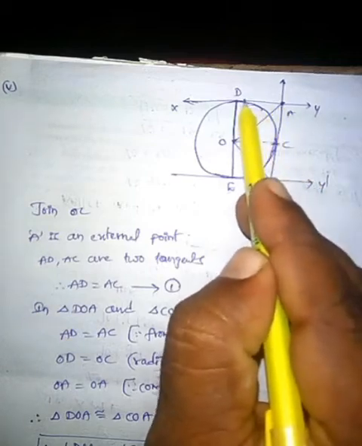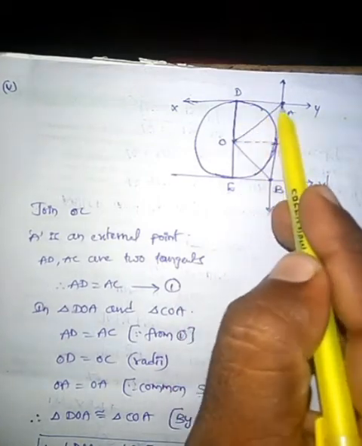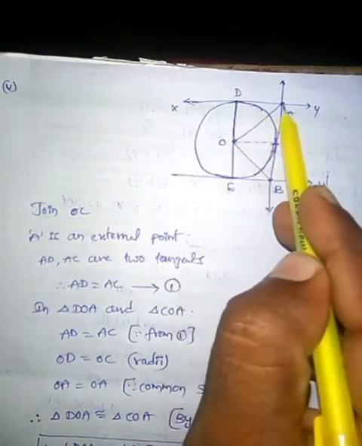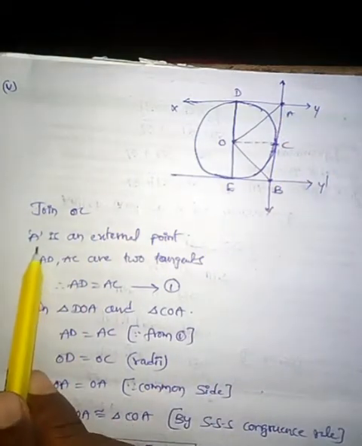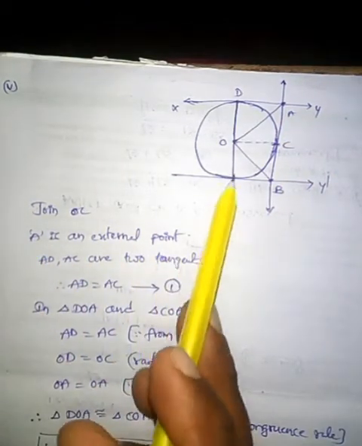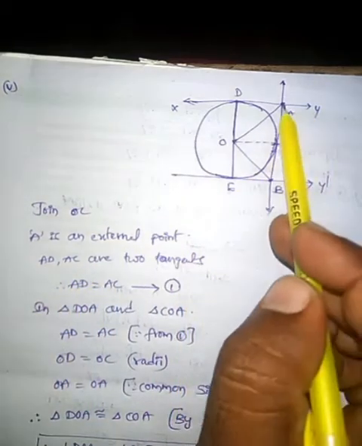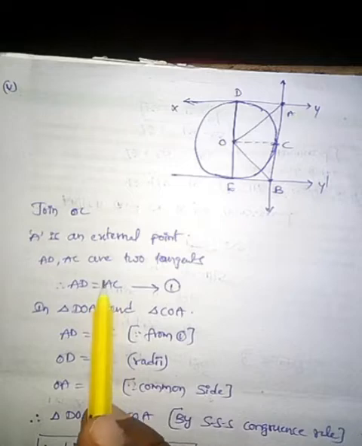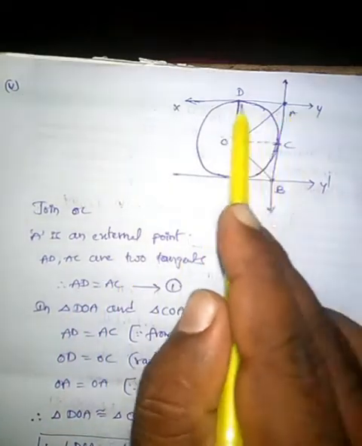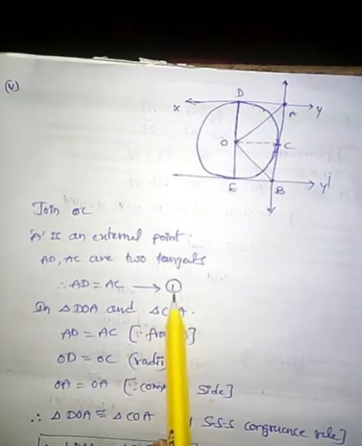Here also AD and AC are two tangents drawn from the external point A. That's why these two tangents are equal. I wrote here: A is an external point, and AD, AC are two tangents drawn from the external point to that circle, so these two tangents are equal. That's why AD equals AC. Name this as equation 1.